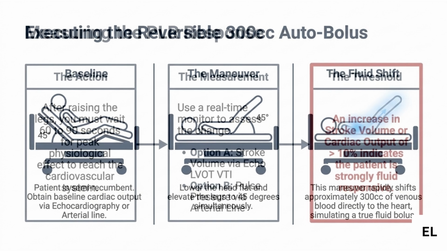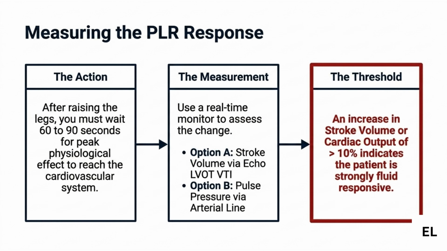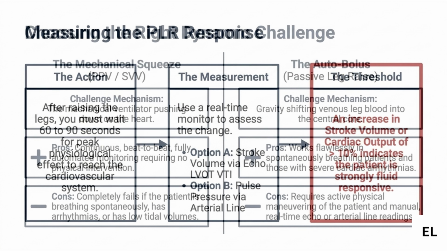assessing fluid responsiveness. After performing the passive leg raise maneuver, the physiological response must be measured accurately. Following leg elevation, clinicians should wait approximately 60 to 90 seconds to allow the maximum cardiovascular effect to develop. Real-time monitoring is then used to assess changes in cardiac performance. One option is measuring stroke volume using LVOT-VTI with echocardiography. Another option is evaluating pulse pressure changes using an arterial line. The key threshold is an increase in stroke volume or cardiac output of more than 10%. If this increase is observed, the patient is considered strongly fluid responsive, indicating that additional fluid administration is likely to improve cardiac output and tissue perfusion.